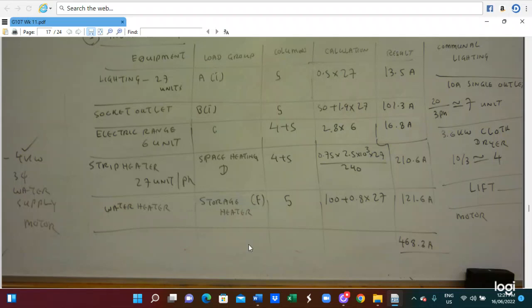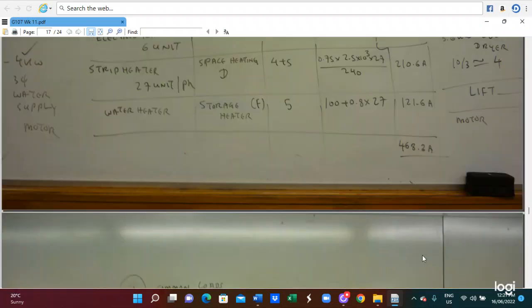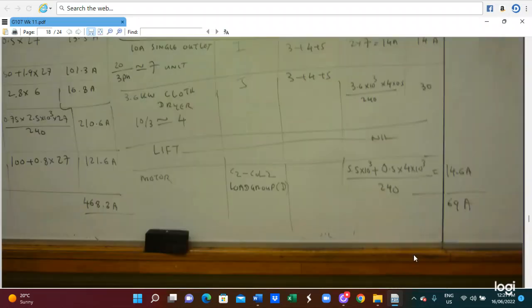Water heater is storage water heater. Load group F, column 5. So the formula is 100 plus 0.8 multiplied by 27, 121.6. So we add all together, we get 468.2 ampere. So this is the way we calculate the total current.